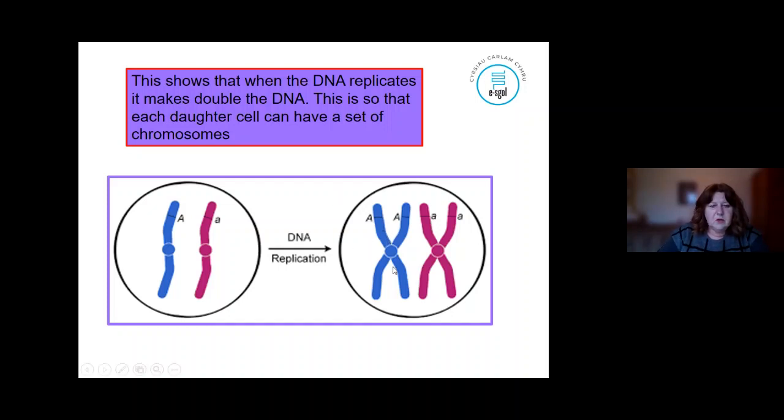So the one chromosome is now made of 2 strands. It's now double the DNA, but you can see that the alleles are still exactly the same. The big A allele has had a copy made, so we've now got double. We've got the 2 alleles, and that is the same all the way through the chromosome. And it's the same for the pink chromosome as well. You can see there the 2 little A alleles. So it's important to remember that DNA absolutely replicates before cell division occurs.